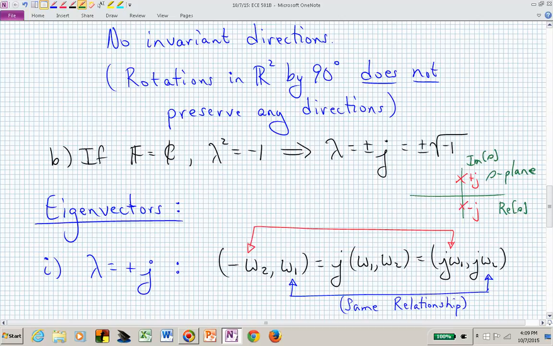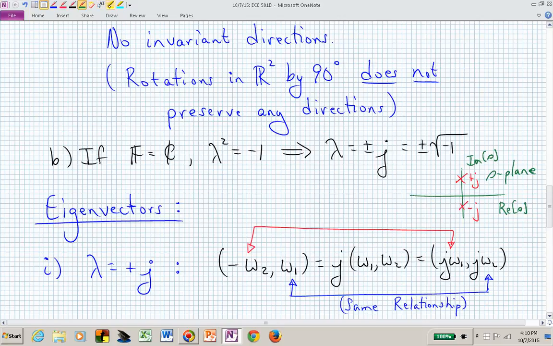Just to play the tape in advance, lambda being equal to plus and minus j, those are distinct eigenvalues. We have one at plus j and one at minus j. Those are considered distinct eigenvalues. They're not lying on top of each other. One's in the upper half and one's in the lower half of our complex plane. What do we have in terms of direction when we have lambda equal to plus j?